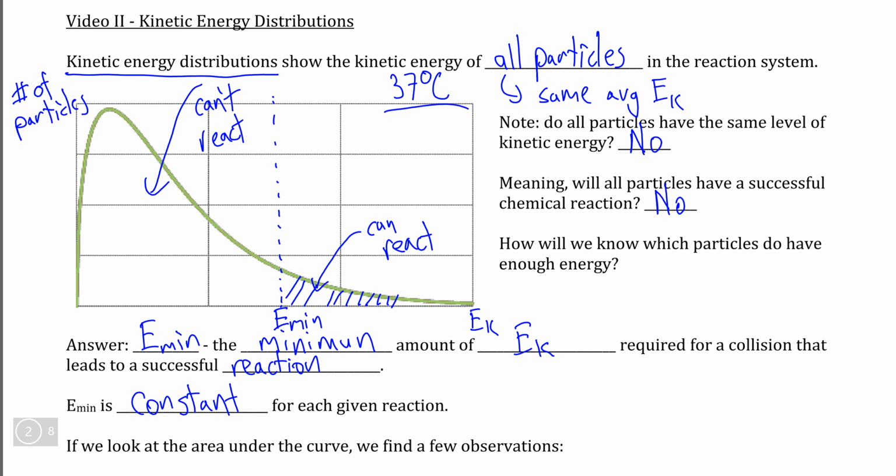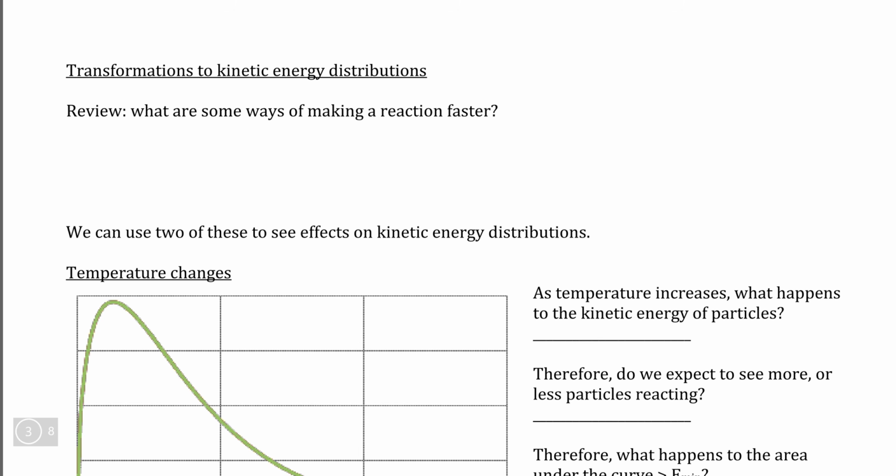Now, from this default framework, we can make a few modifications to the curve in order to represent how changing certain variables, one of which is temperature, can change the overall number of particles that can be involved in a chemical reaction. So, as a review, if you think of different ways to make a chemical reaction faster, most people will think of increasing temperature first. Another variable that we can change that actually has representations on a kinetic energy distribution is by adding something that we call a catalyst.